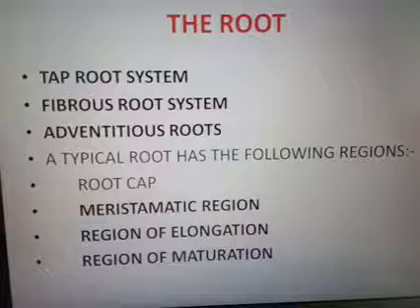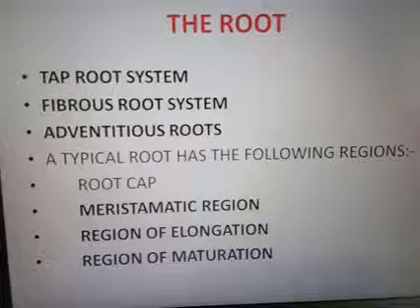Normally the root arises from the radicle and the shoot arises from the plumule. Suppose in any other condition, the root arises from a part other than the radicle, that is from nodes, from leaves, from the stem, from the branches. That is known as adventitious roots.